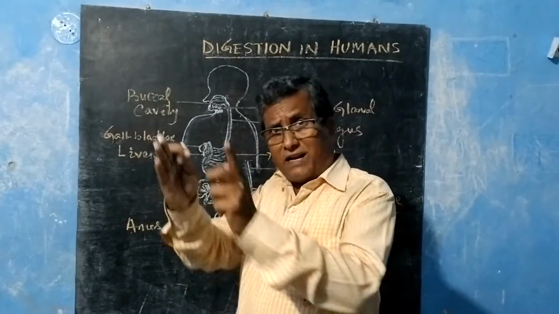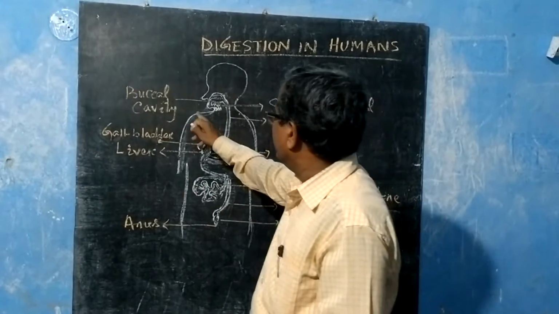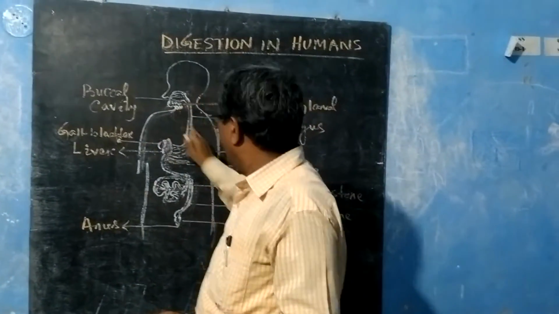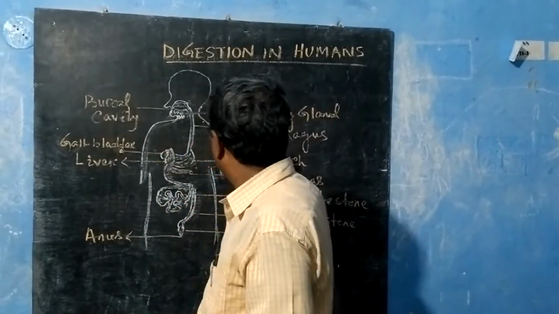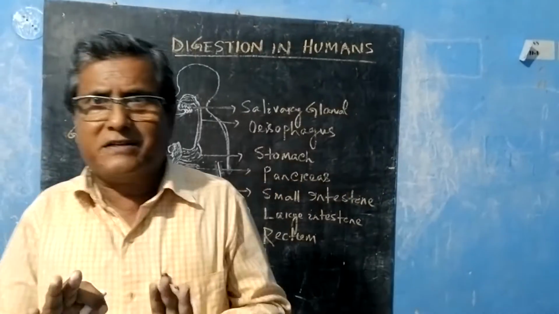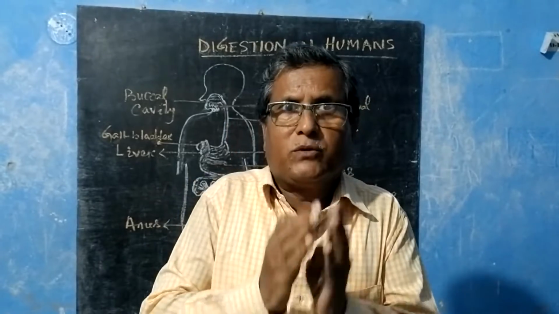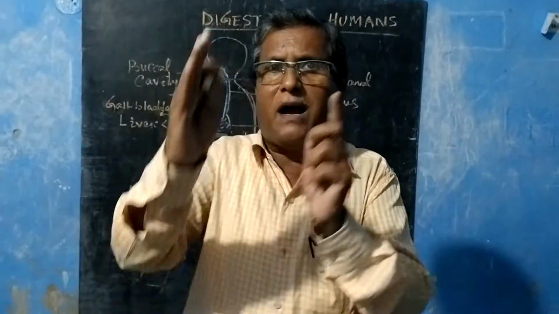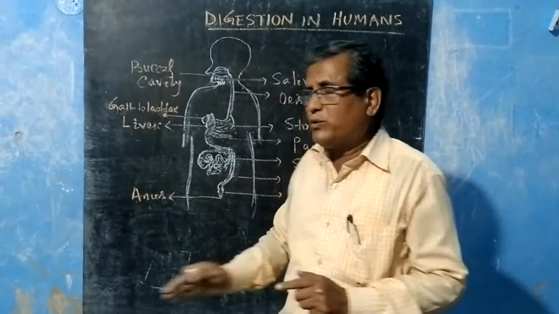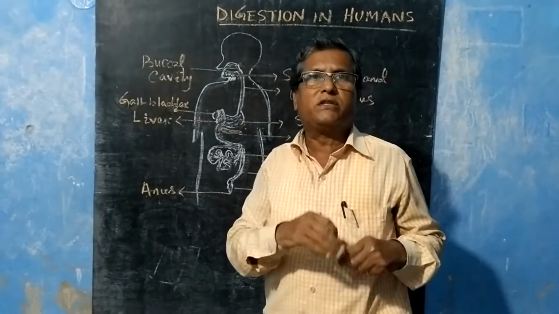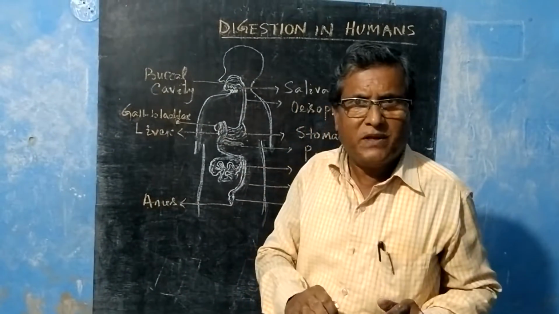In addition, another section is there: the salivary gland, liver, and pancreas. So three glands are also connected with this system. Both the glands and all the parts constitute the whole system. The whole system is called the digestive system.